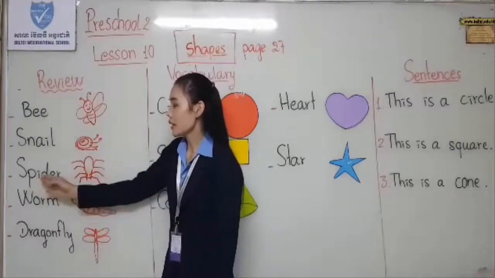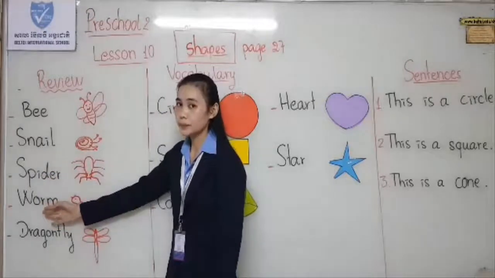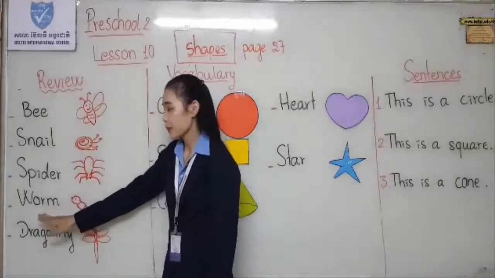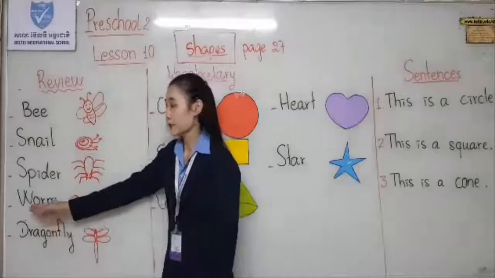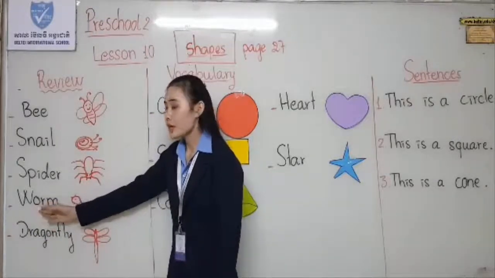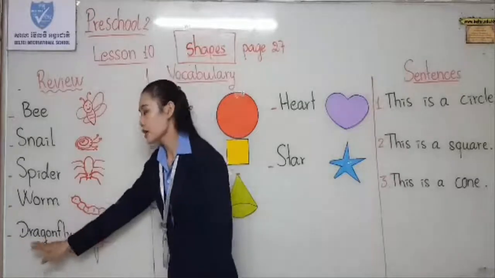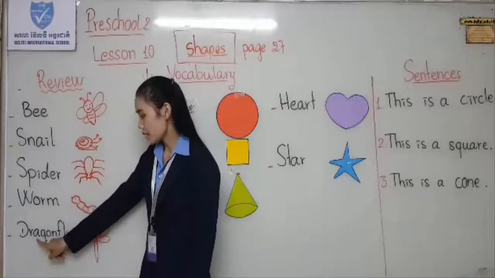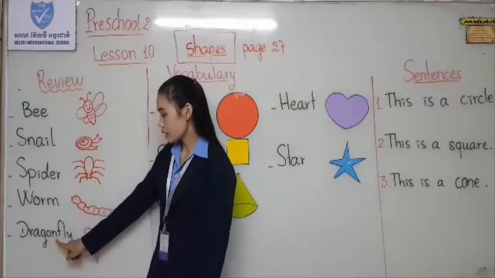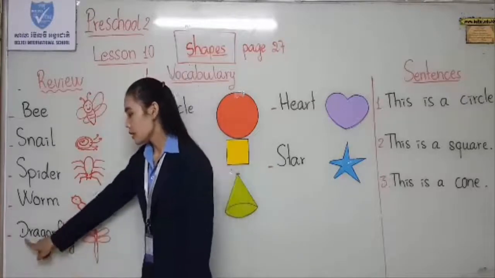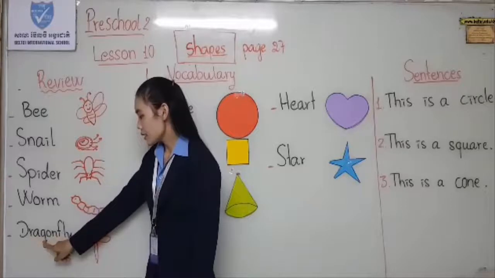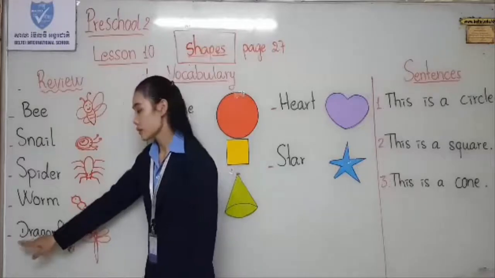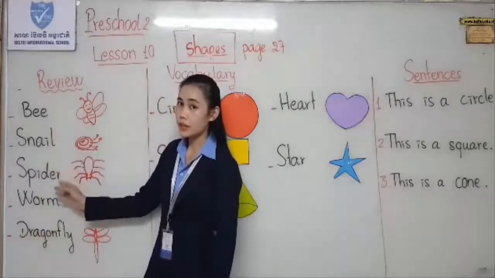Spider. Worm, we can spell W-O-R-M. Worm. Dragonfly, we can spell D-R-A-G-O-N-F-L-Y. Dragonfly. So everyone, please repeat again.